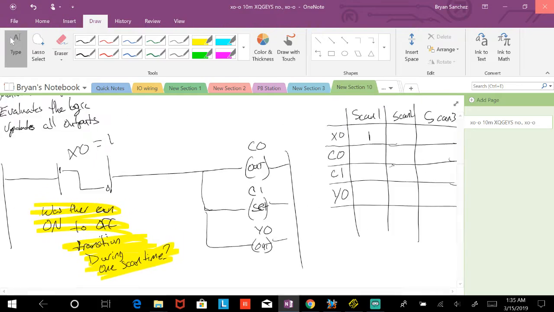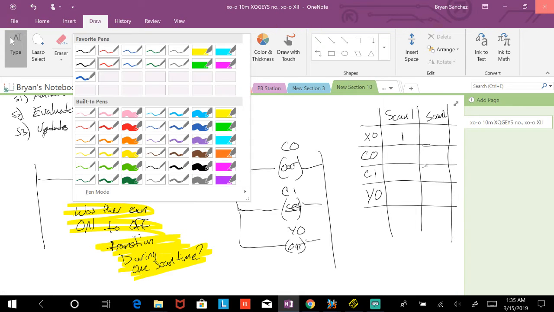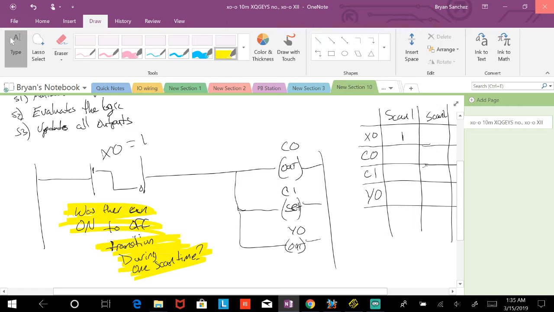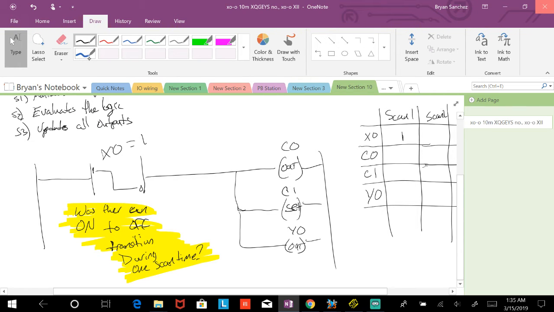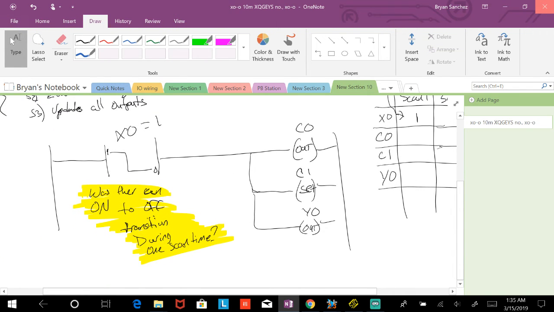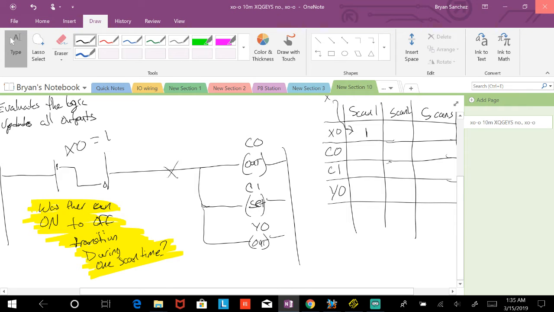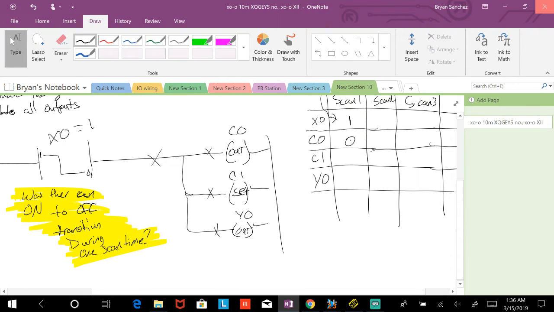So going back to this, X0 equals 1. The question: was there an off to on transition during that scan time? Initially it was 1, X0 was 1. Now it is 1 again during this next scan. So no, it is not true. This is not true, this is not true, and this is not true. So C0 is going to be 0, C1 is going to be 0, Y0 is going to be 0. Okay?